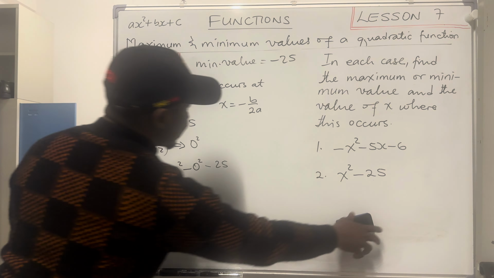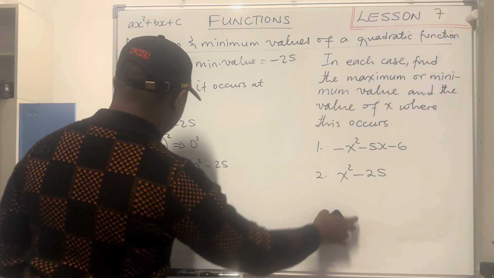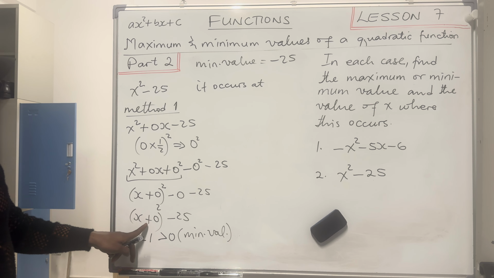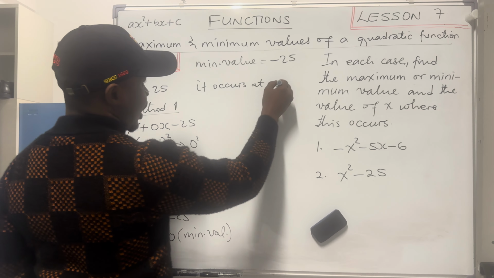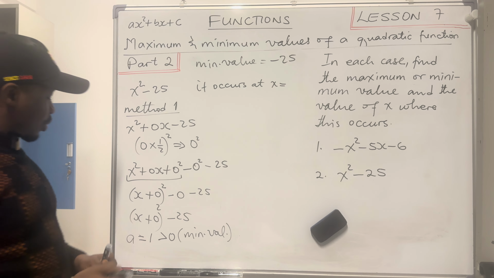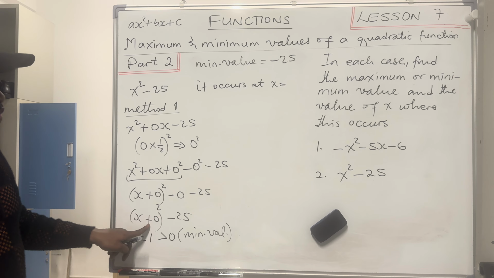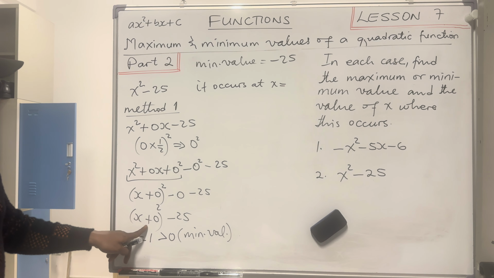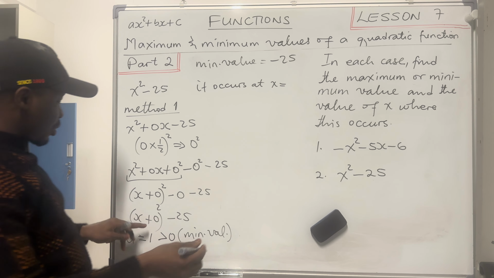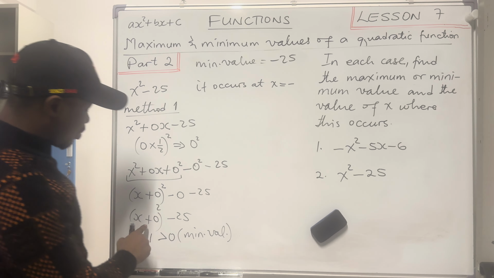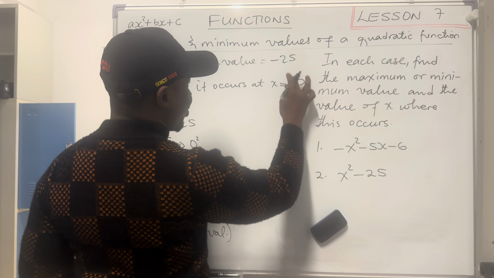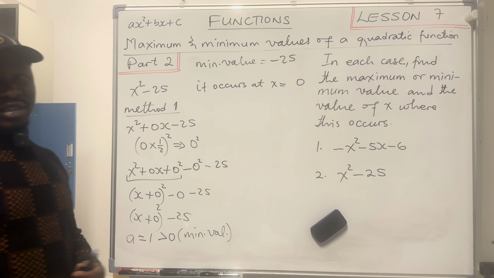Oh, sorry. This is the second method. It occurs at where? Go in the bracket. It occurs at x equal to. So if this is plus, we say minus. If this is minus, we say plus. So this is supposed to be minus because here is plus. We say minus 0, but 0 cannot have a sign.